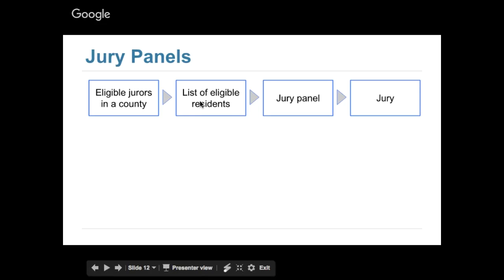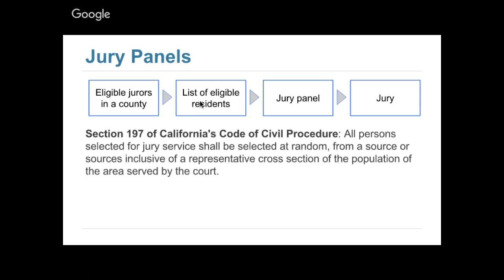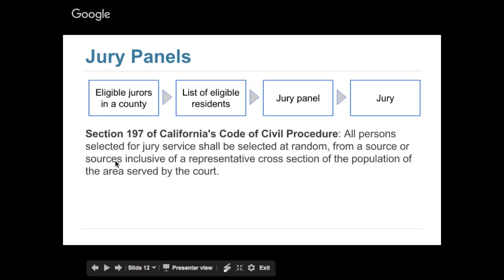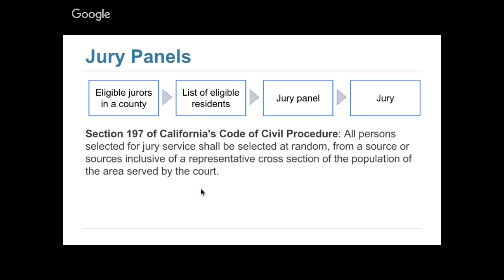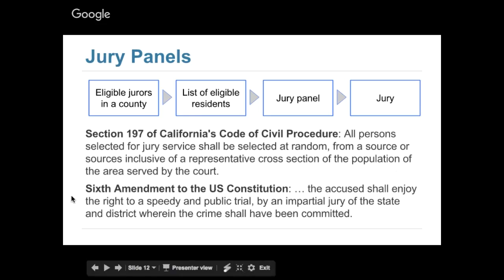And we want to know whether our jury is fair or whether it was chosen at random from the population. That's because, for example, California's law says jurors shall be selected at random from a source or sources inclusive of a representative cross-section of the population of the areas served by the court. The idea is we want the jury to reflect the community, right? We want the jury to reflect the population of the county that the court is in. The Sixth Amendment to the US Constitution says the accused shall enjoy the right to a speedy public trial, by an impartial jury of the state.